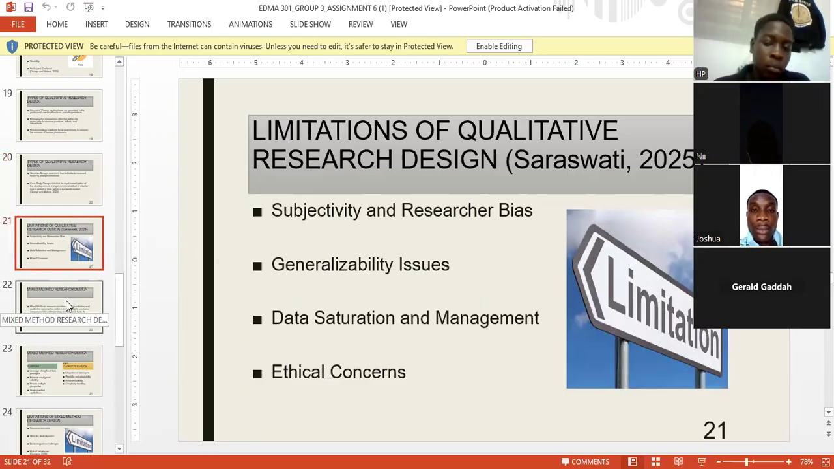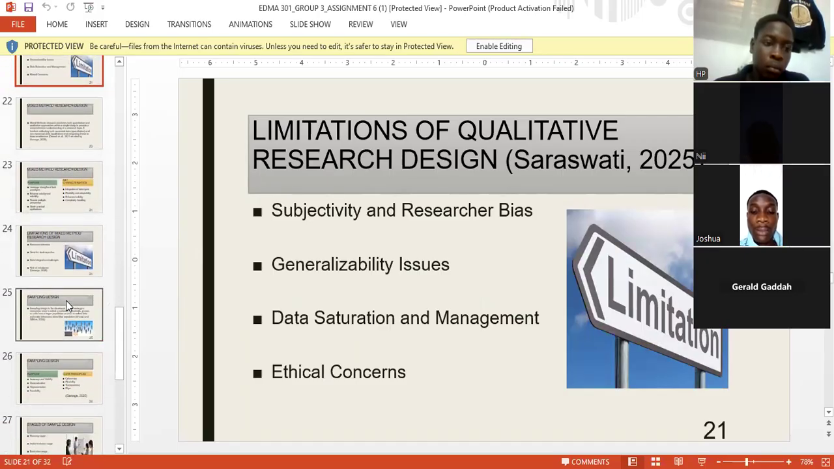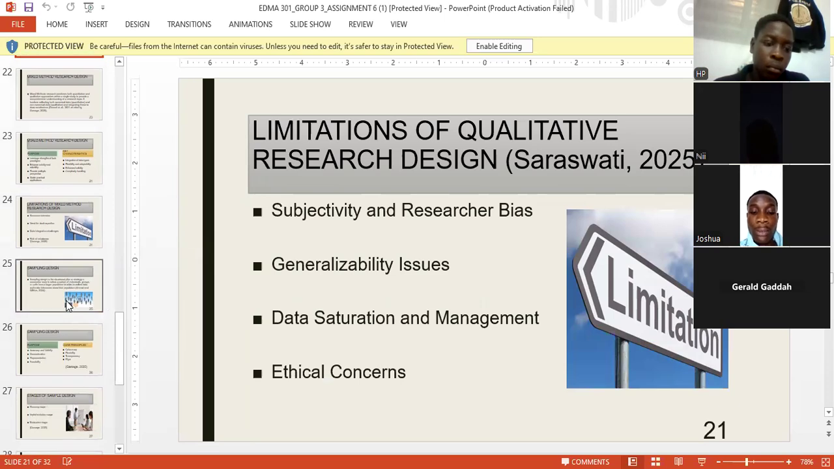Here are some limitations of a qualitative research design according to Saraswati 2025. He says it is subjectivity and research bias. It's generalizability issues here. Then also the data saturation and management. These are limitations to it, right? And the last one, we have the ethical concerns.